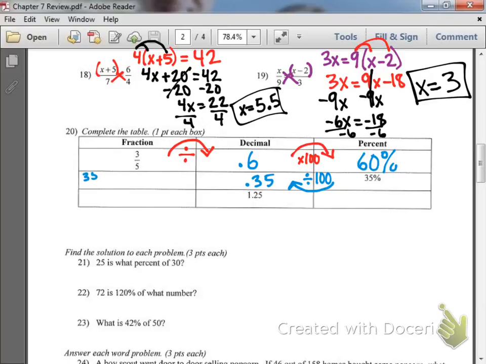I put 35 over 100 because I have numbers out to the hundredths place. 2 numbers after the decimal means you need 2 zeros in your denominator, so it's a 100. Then I can reduce that. What do you get? Does anyone get 7 over 20?